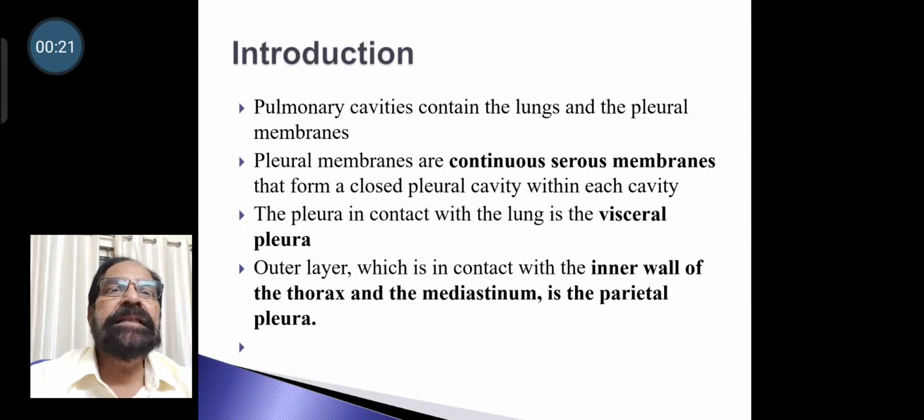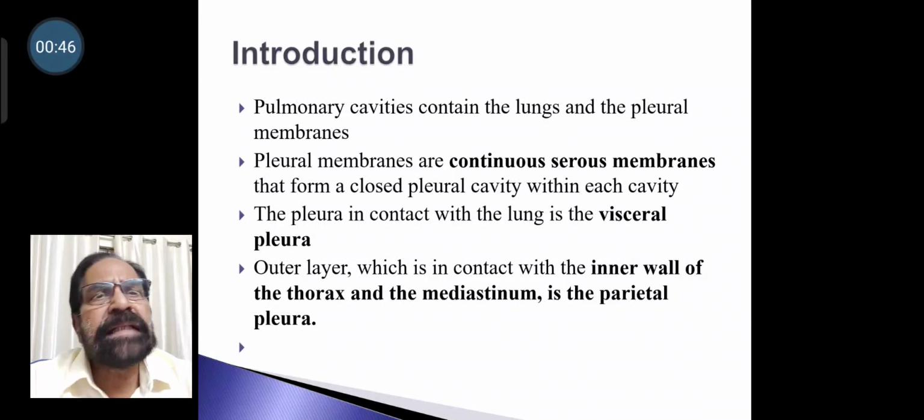Pulmonary cavities contain lungs and the pleural membranes. Pleural membranes are continuous serous membranes that form a closed pleural cavity within each cavity. The pleura in contact with the lung is the visceral pleura. The outer layer, which is in contact with the inner wall of the thorax and the mediastinum, is the parietal pleura.